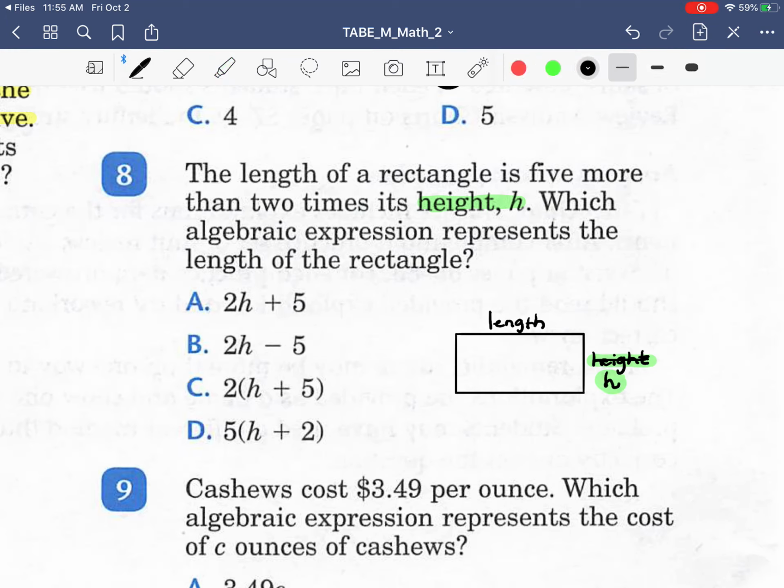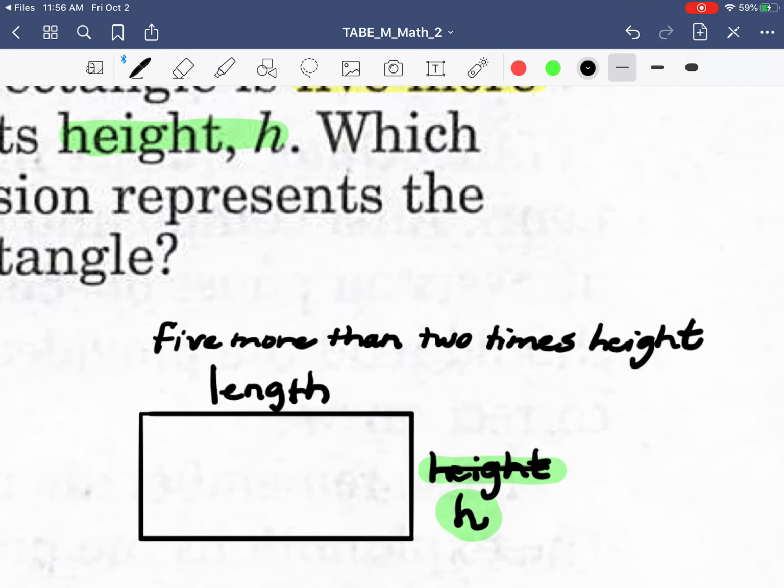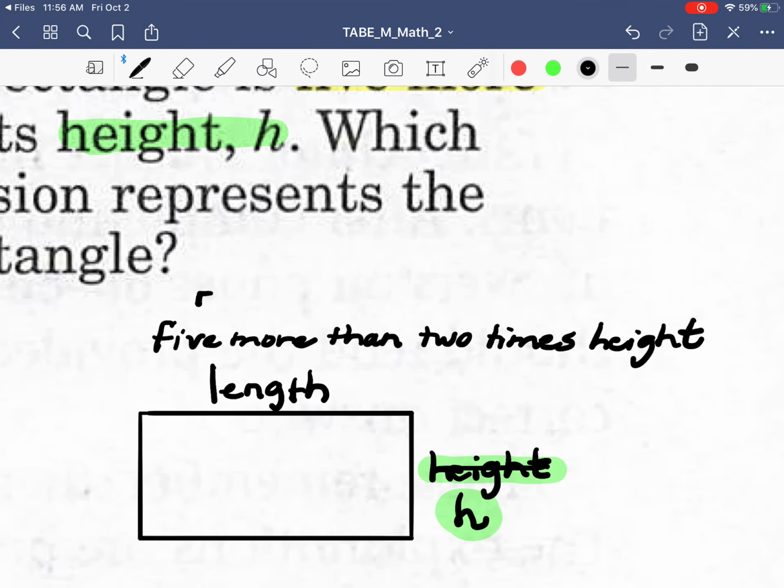Then the length that we're interested in is 5 more than 2 times the height. So 5 more than, that's plus 5, 2 times height. I'm bringing that phrase down here so that I can work with it. 5 more than 2 times height.